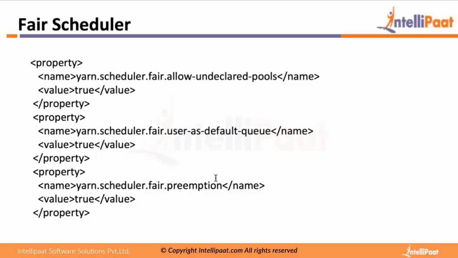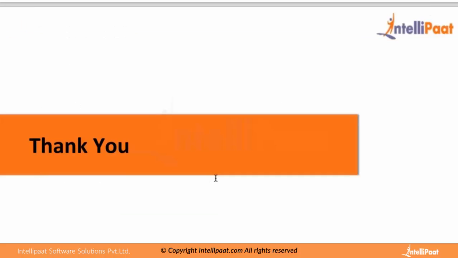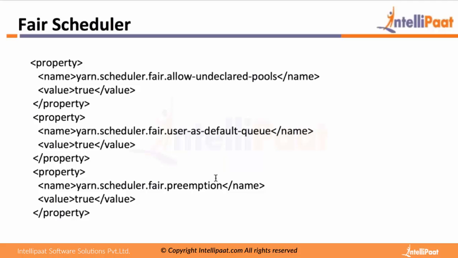If you put all these parameters and restart your MapReduce YARN resource manager daemon, because the resource manager is the one which is actually responsible for this scheduling, so you have to restart that process. Once you do that, it will start working with fair scheduler. Okay. So that's all for this day.